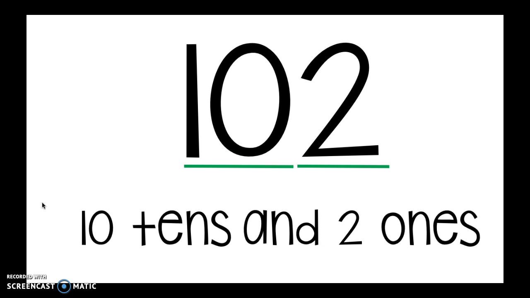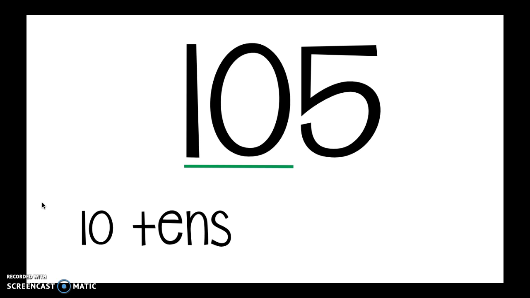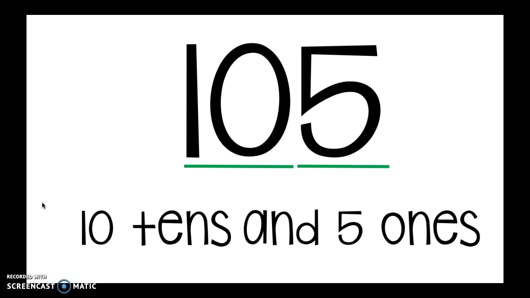This is perfect. I am so glad I started talking about the say 10 way with my sister because today's learning goal says I can describe numbers to 120 in tens and ones. Oh good, I'm so glad we get to practice this. Here we go. If I have 105, first again, I'm going to look at the tens. How many tens do you see? Yep, 10 tens. And how many ones? Yep, 5. So I could say 105, or I could say 10 tens and 5 ones.